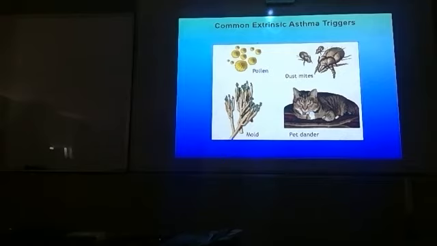Now, these airways are always inflamed. There are lots of different types of inflammatory cells that comprise the inflammatory infiltrate of the airways. But there's one cell in particular that you see in asthma that you don't see in a lot of other diseases that involve chronic inflammation of the airways, and that's the eosinophil. Eosinophil plays a key role in the pathogenesis of asthma.